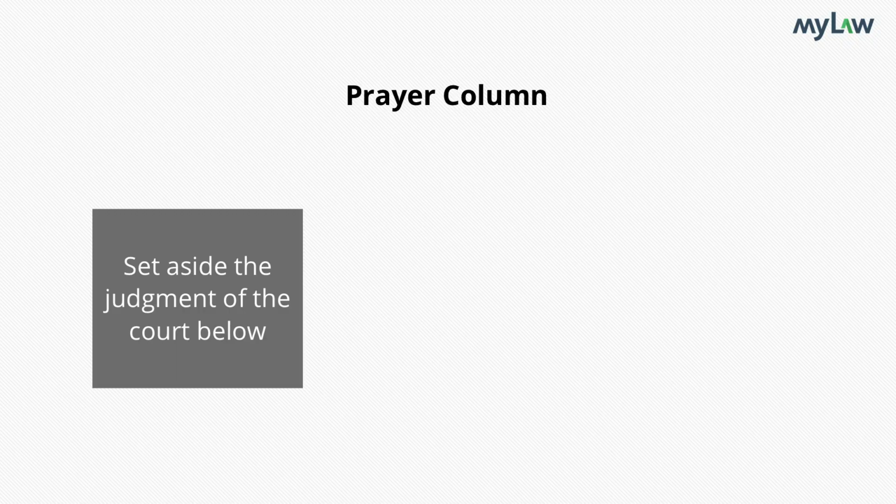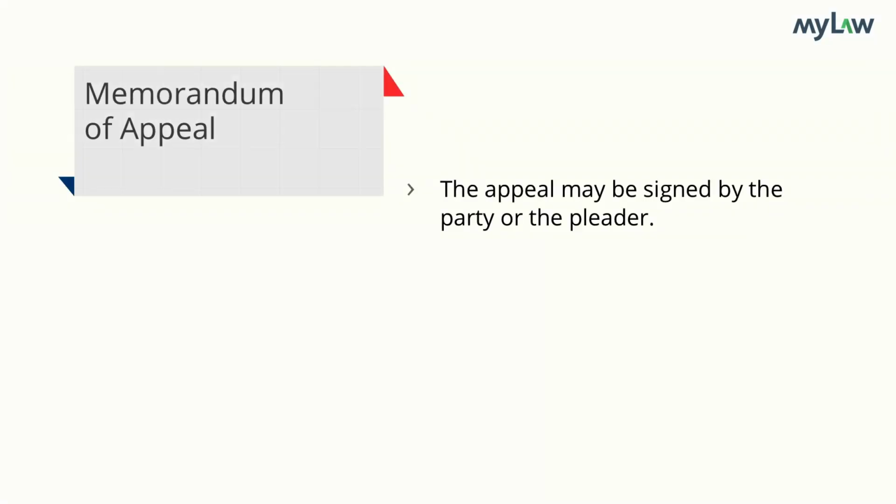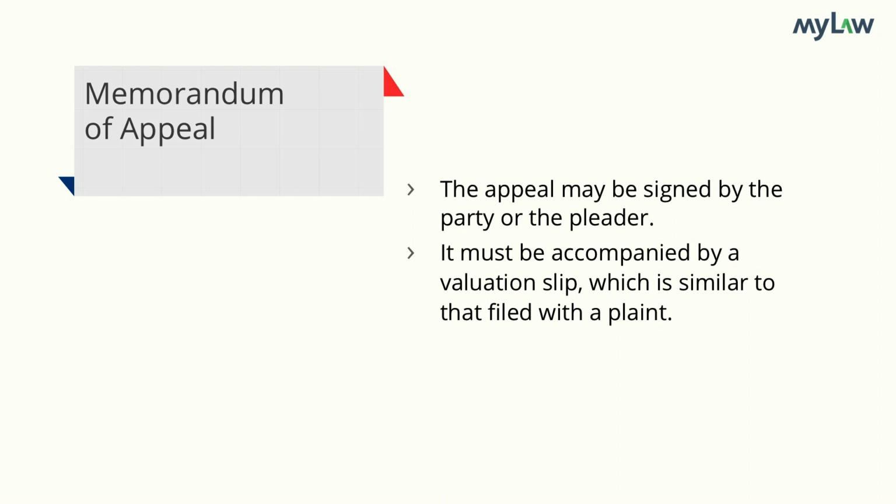The prayer column is similar to the prayer column in the plaint, except that here you will request the court to set aside the judgment of the court below and decree the suit or dismiss the suit as the case may be. An affidavit is not required in a memorandum of appeal because no new facts are pleaded. However, it should carry a verification which is of similar form as that contained in the plaint document. The appeal may be signed by the party or his pleader and is accompanied by a valuation slip which is of similar form to that filed with the plaint document.